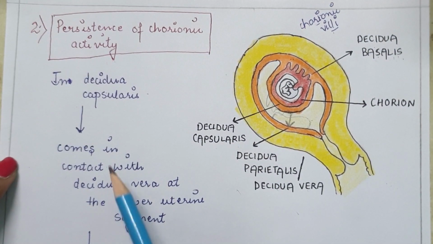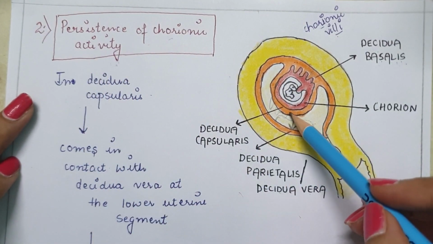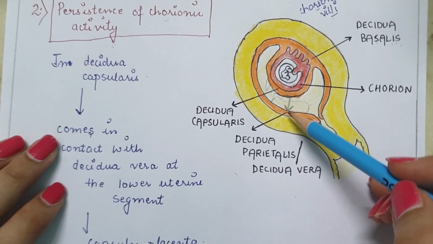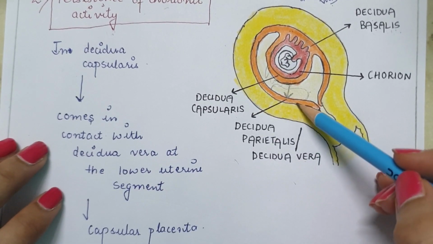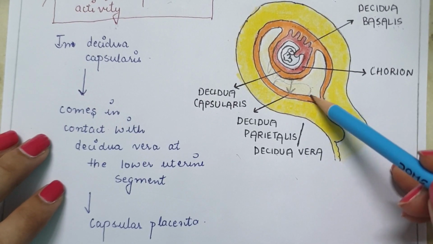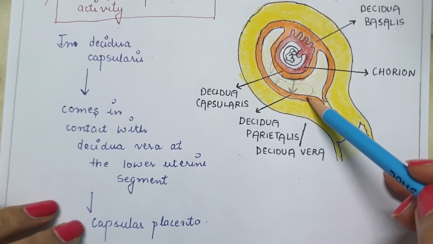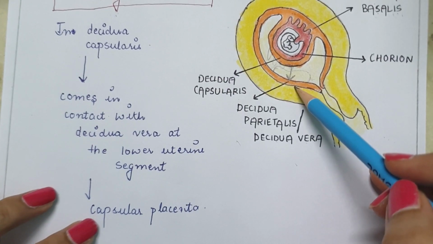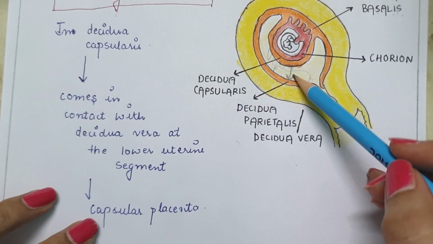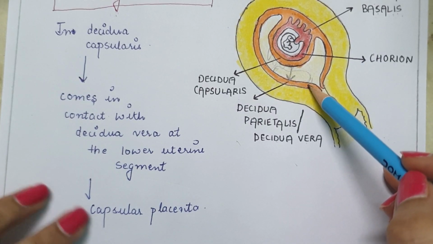So here I write, there is a persistence of chorionic activity in the decidua capsularis, which comes in contact with the decidua vera at the lower uterine segment, and then there is a proper formation of placenta at the lower uterine segment, that is known as capsular placenta. If the placenta is attached at the lower uterine segment, then that is known as placenta praevia.